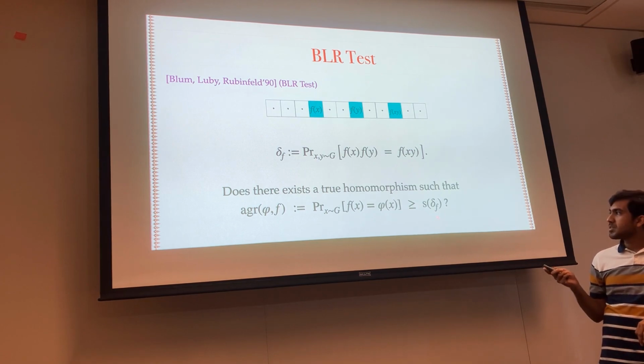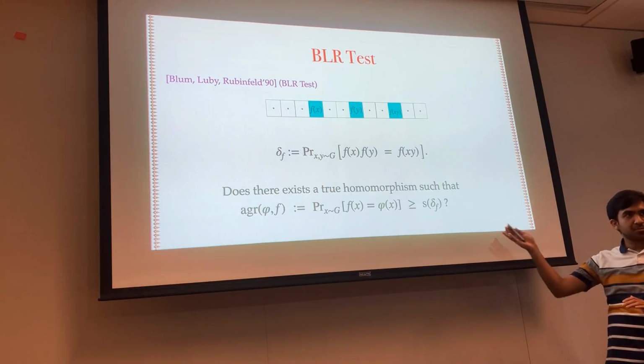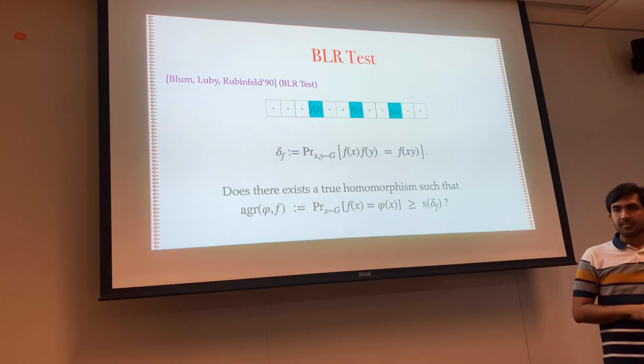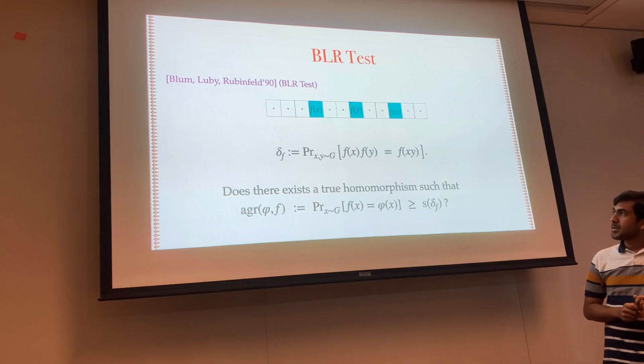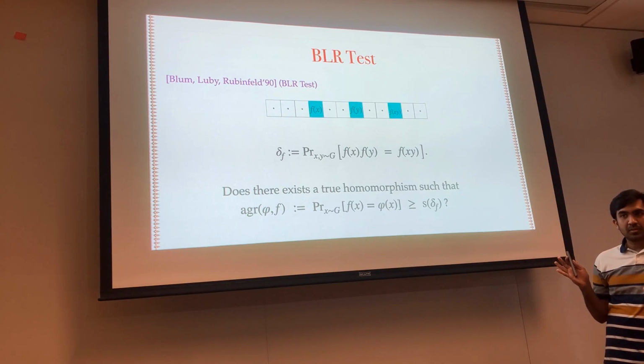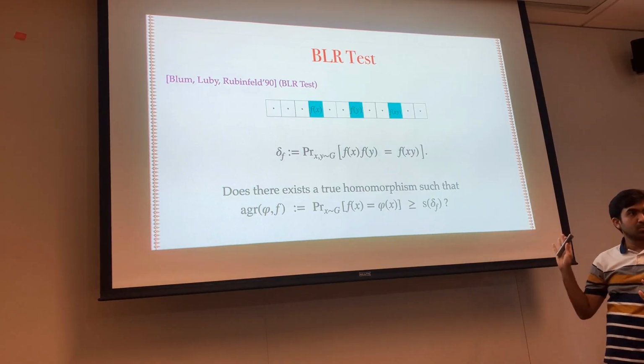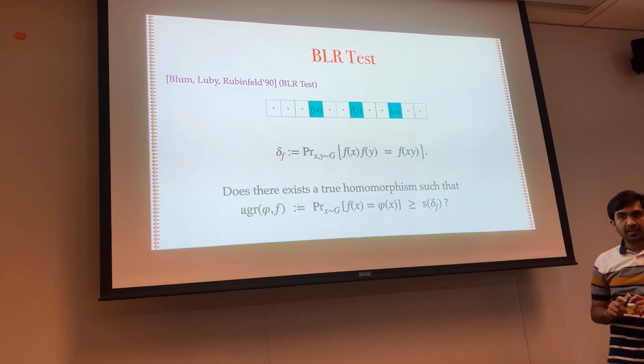Ideally, you want this closeness to not depend on your groups G and H. You just want this to be a function of delta. It shouldn't have factors of G and H in it. The nice thing about the BLR test is it's well defined for any pair of groups. This definition has assumed nothing about the group. It just makes sense for any pair.